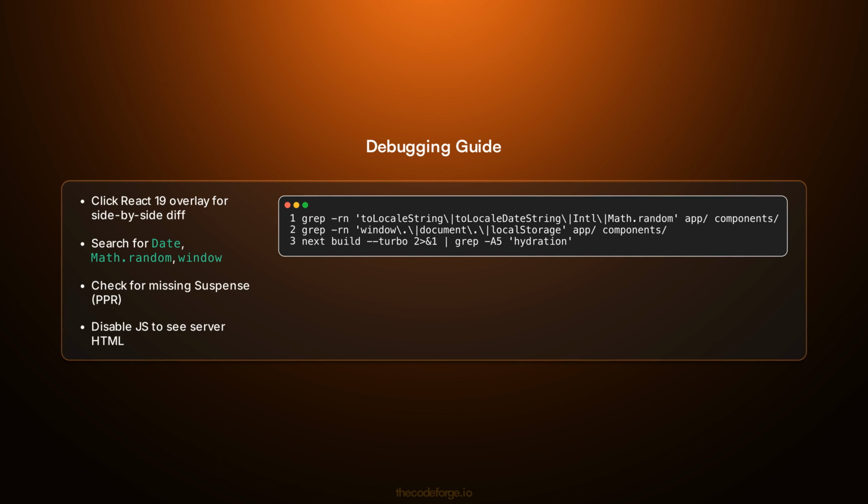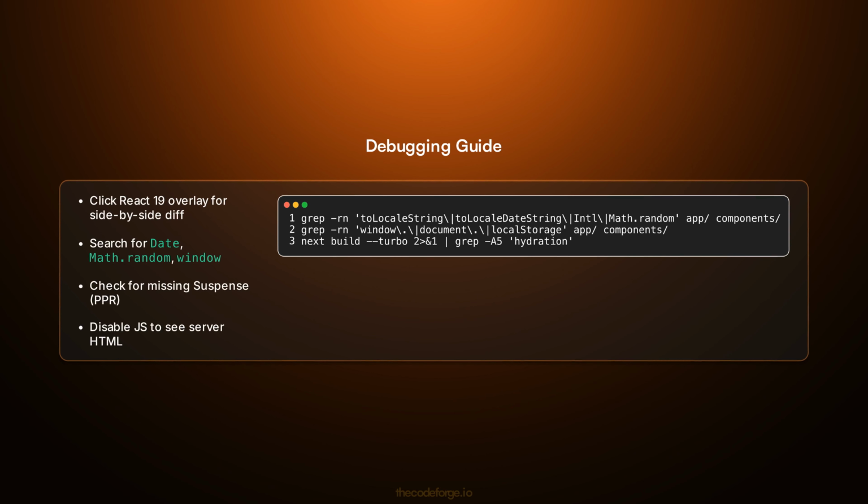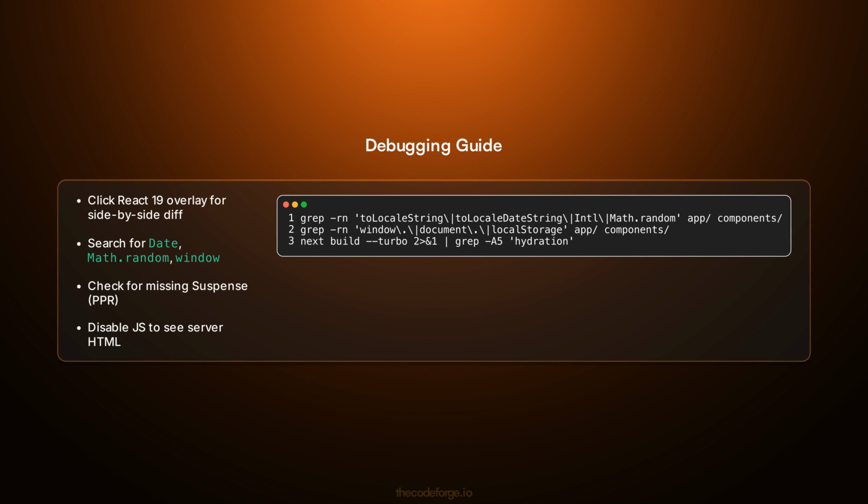When a hydration error appears, start by clicking the React 19 overlay to see the exact diff between server and client HTML. Then grep your code for common culprits like Date, Math.random, or window. Check for missing Suspense boundaries if you're using PPR. Finally, disable JavaScript in the browser to see what the server actually sends. If the page looks right without JS, the server is fine.